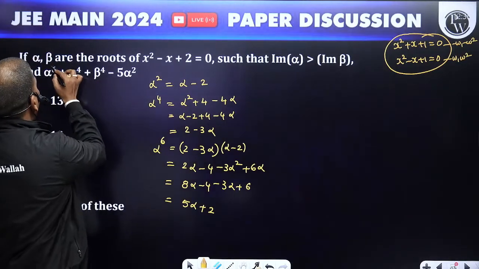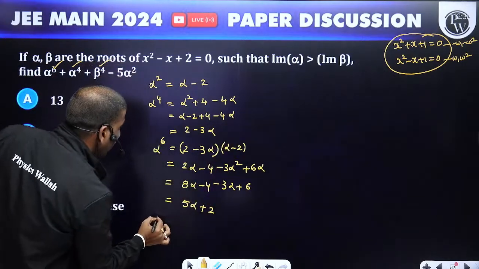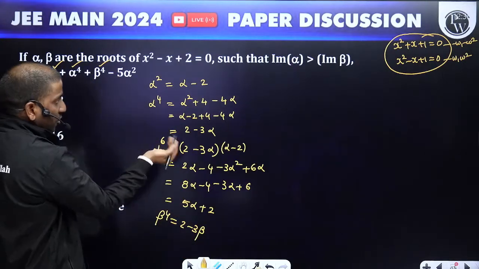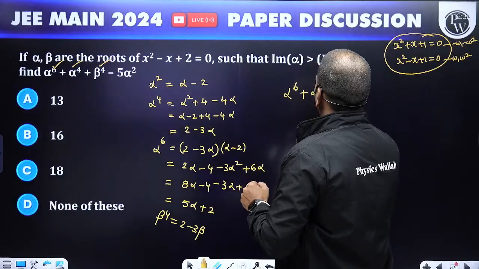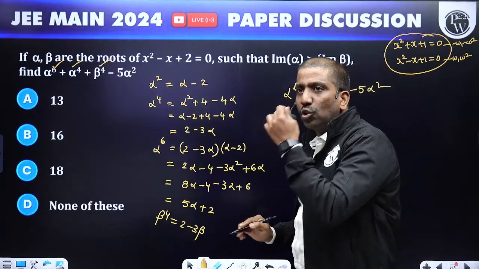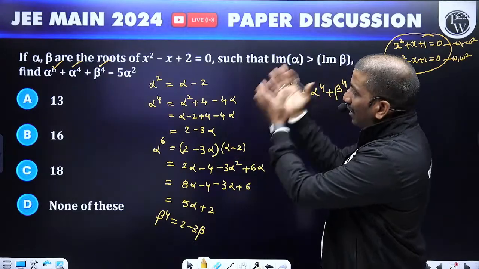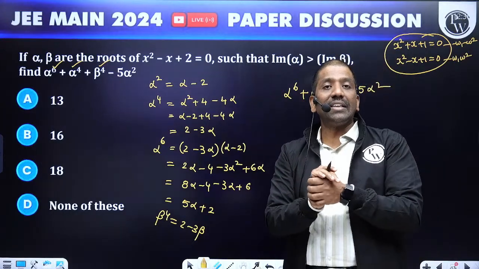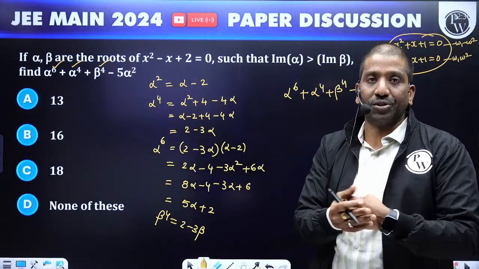Similarly, alpha power 4 we got, alpha power 6 we got, and beta power 4 we can directly write: 2 minus 3 beta. Alpha square we also have. Let us substitute all our values here: alpha power 4, beta power 4 minus 5 alpha square. In such cases, don't try to get alpha and beta, because when we try to get them, you will get complex or imaginary roots. Dealing with those powers will be a more complicated and lengthy process, right?